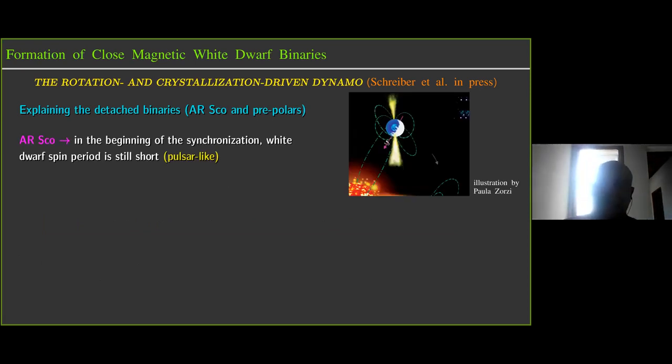So in the beginning of this process of synchronization, because of the synchronizing torque, the torque is very strong, so the binary detaches. But the time scale of the synchronization is longer than this detachment. And so here we're talking about 5, 10, 20 mega years. So in the beginning, we have a detached binary hosting a pulsar-like white dwarf, a very rapidly rotating white dwarf. And that's precisely what we see in AR Sco.